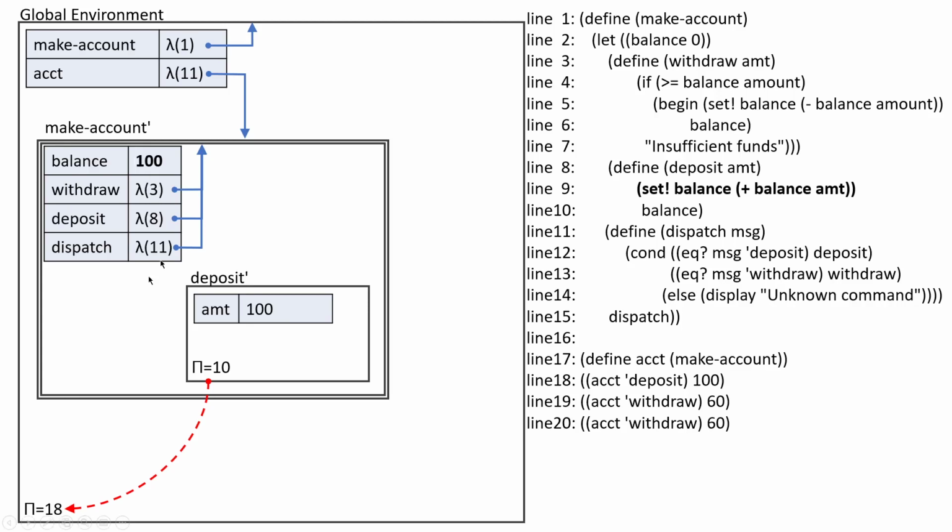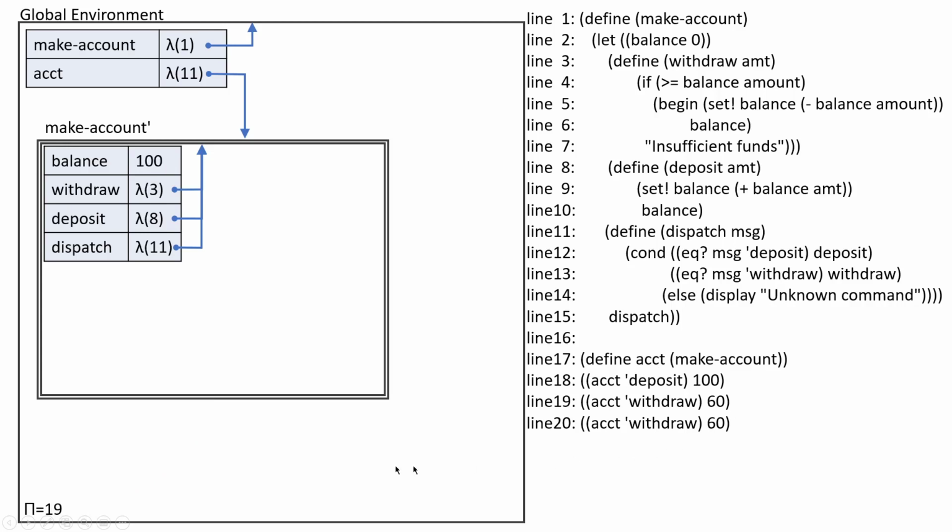So when we return balance, we're returning this free variable balance, or specifically the value 100. So all of this ends up equaling the number 100. Okay, so that returns and is done, and we move on to line 19. Line 19 does a similar sort of thing. It says call account with the value withdraw.